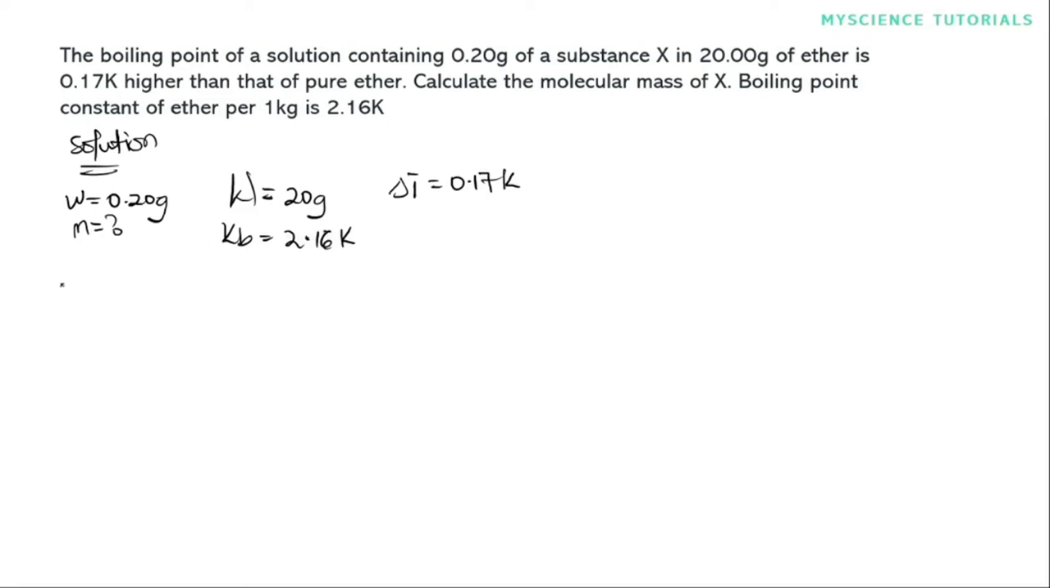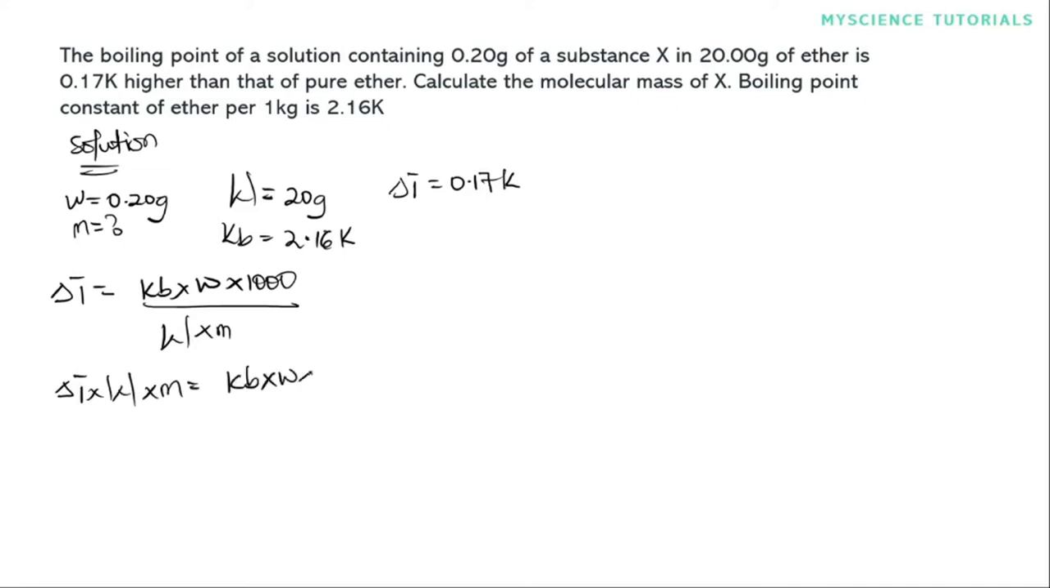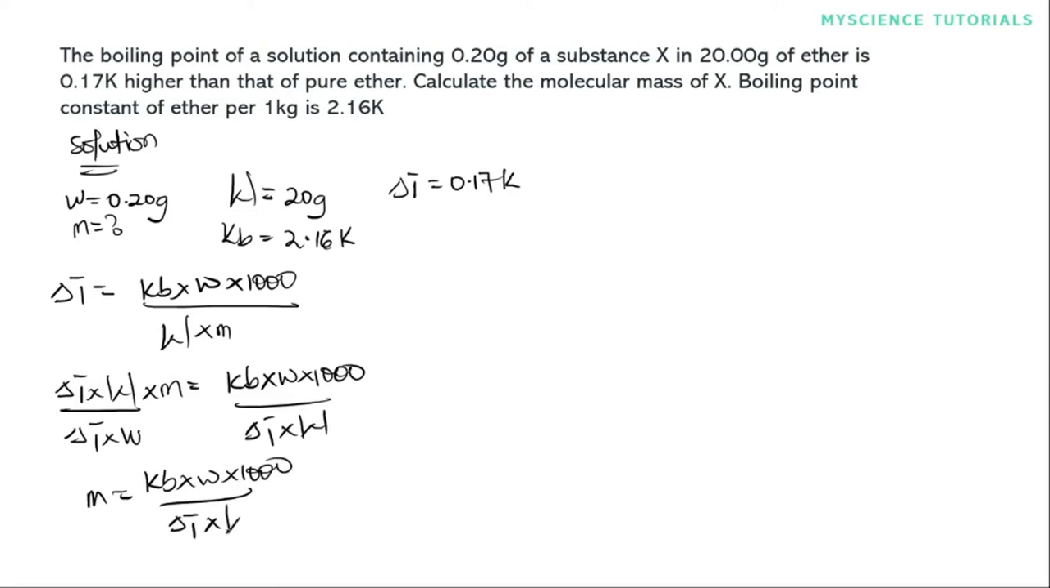With these parameters, let's calculate the molar mass of substance X. We know that delta T is equal to KB multiplied by small w multiplied by 1000, since the question said per 1 kilogram, divided by capital W by small m. Now if we make m the subject, we cross multiply and get delta T by capital W by small m equals KB by w by 1000. If we divide all by delta T by capital W, we get our molar mass to be KB multiplied by w by 1000 over delta T multiplied by capital W.